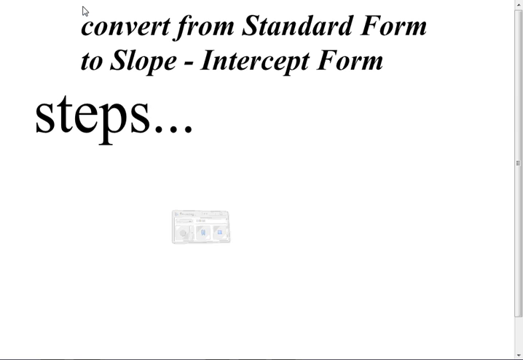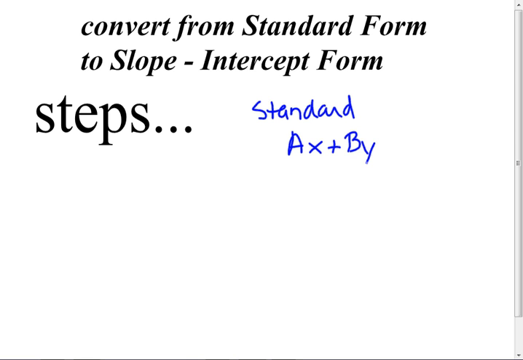What slope-intercept form is, what standard form is. Cole, do you remember? No, standard is ax plus by equals c.